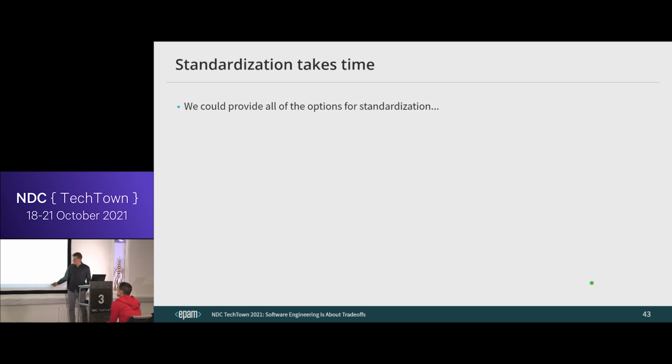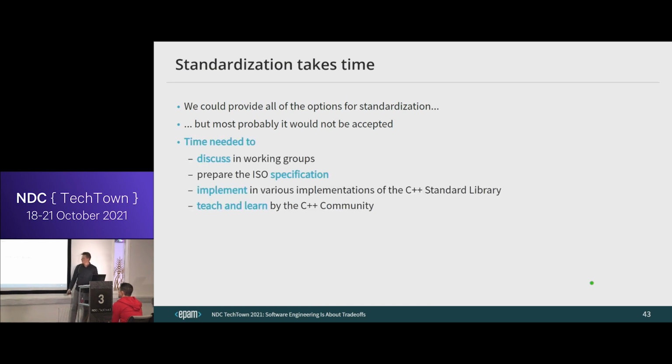Of course, we could provide all of them, like we have in our library right now. But standardization takes time, and probably it will not be accepted in this case. They will ask me to make a choice. So I'm asking you to make a choice for me. Sorry, because it's hard.